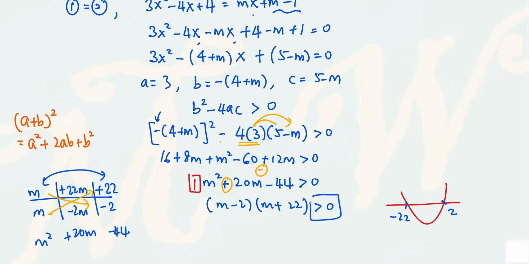So the final answer, look at the inequality sign. This is greater than 0. That means it should be the region above the x-axis. So which means my final answer, sorry, this is not x, it should be m, because you are solving the equation in terms of m now. So final answer, your m is greater than 2, or m is less than negative 22. So this will be the solution of this question.